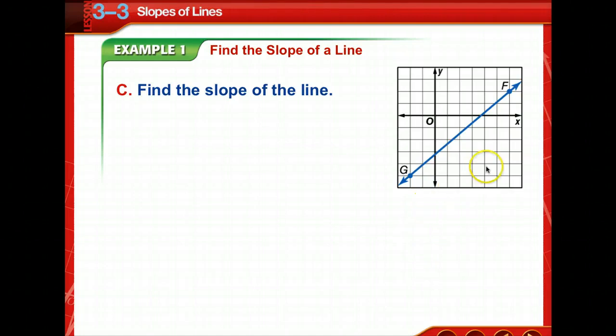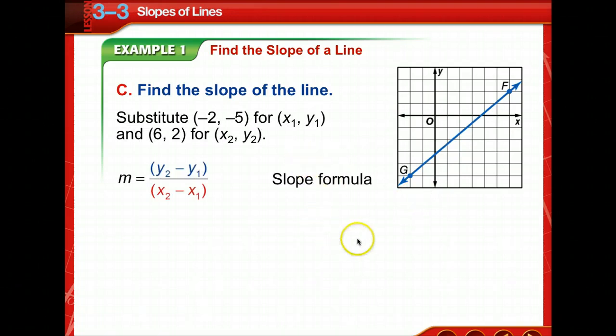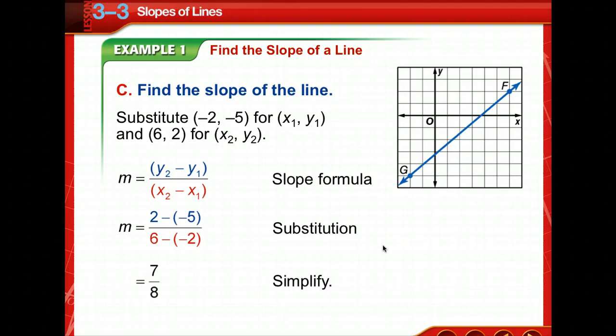Okay, find the slope of this line. They've picked 2 points, apparently F and G. -2, -5, and 6, 2. Again, it doesn't matter which one you call point 1, which one you call point 2. So don't spend time fretting over that. The slope is 7/8. You can check your answer by looking at the graph. If it goes up 7 over 8, you know you've got the right slope.